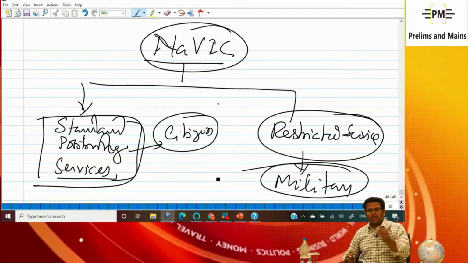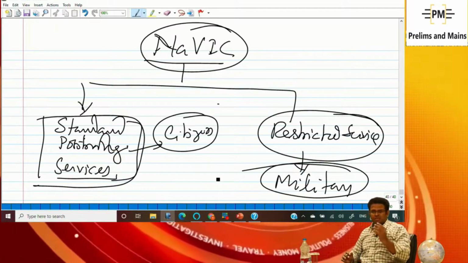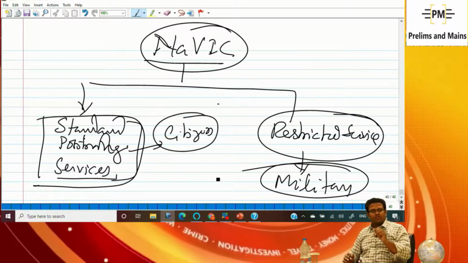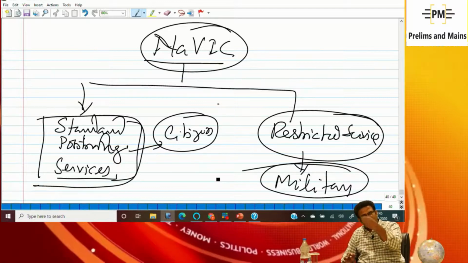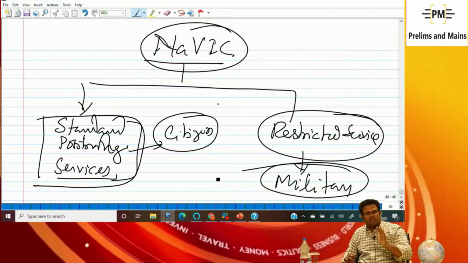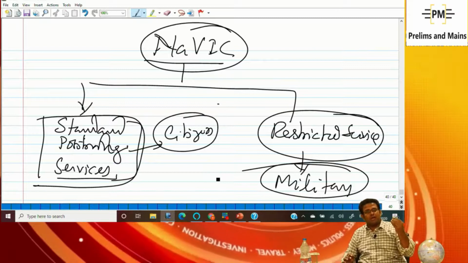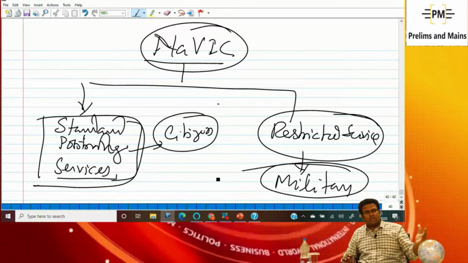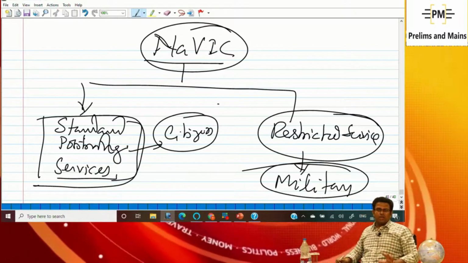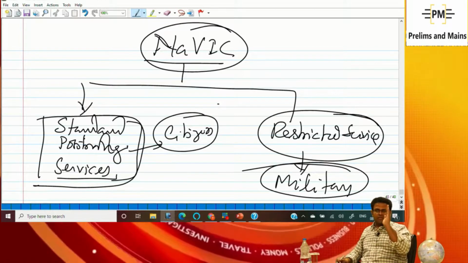Yes or not? Restricted service means this service is only authorized to the military. Those who have the authority, they can see where my army is, where my radar is, where my Sukhoi is moving, where my MiG-29 is moving. So this is the restricted service.